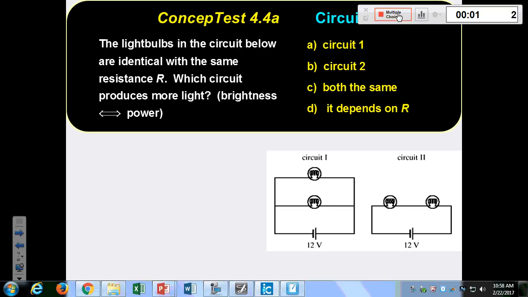All right, this is good. Let's see. Which circuit produces more light? Two light bulbs in parallel, two light bulbs in series. Does one produce more light? And if so, which one? All right, we'll stop at 40.